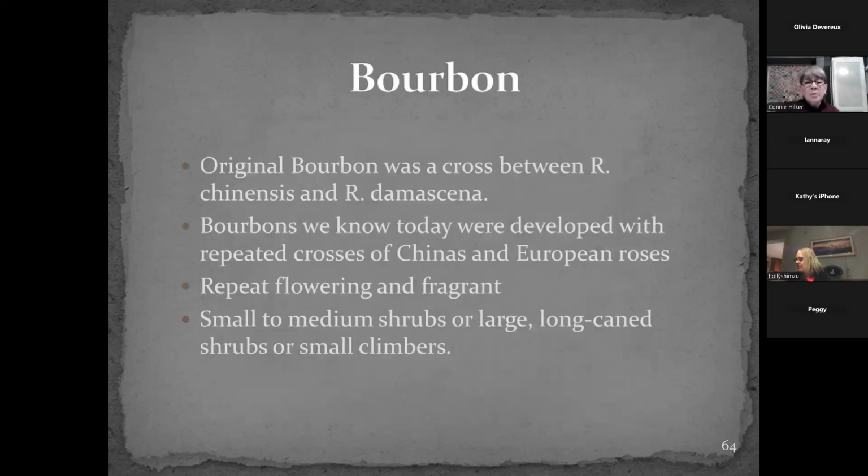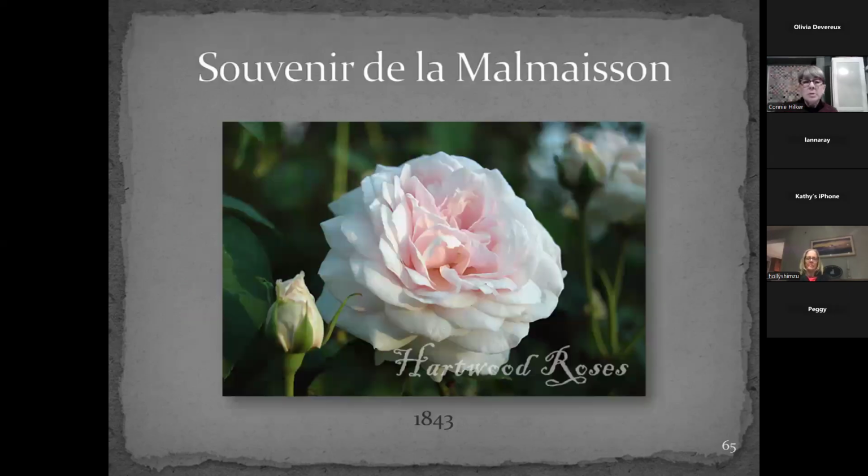Then we have the bourbon roses. These were created in South Asia by crossing the Rosa chinensis and the damasks. The bourbons we know today are from repeated crosses of Chinas and the European roses. They are repeat flowering and fragrant, small to medium shrubs, or they can be long cane shrubs or train them as small climbers. Here we have Souvenir de la Malmaison, which is a relatively small shrub.